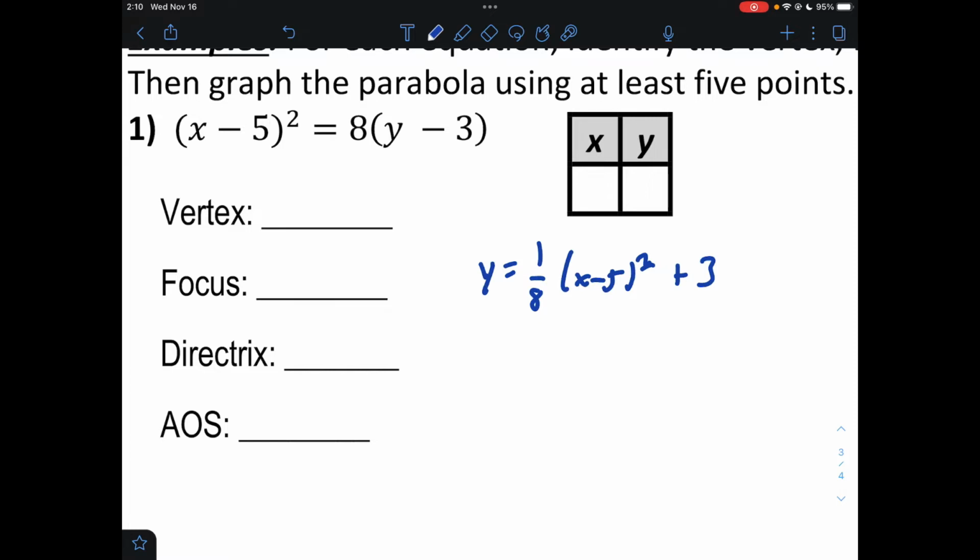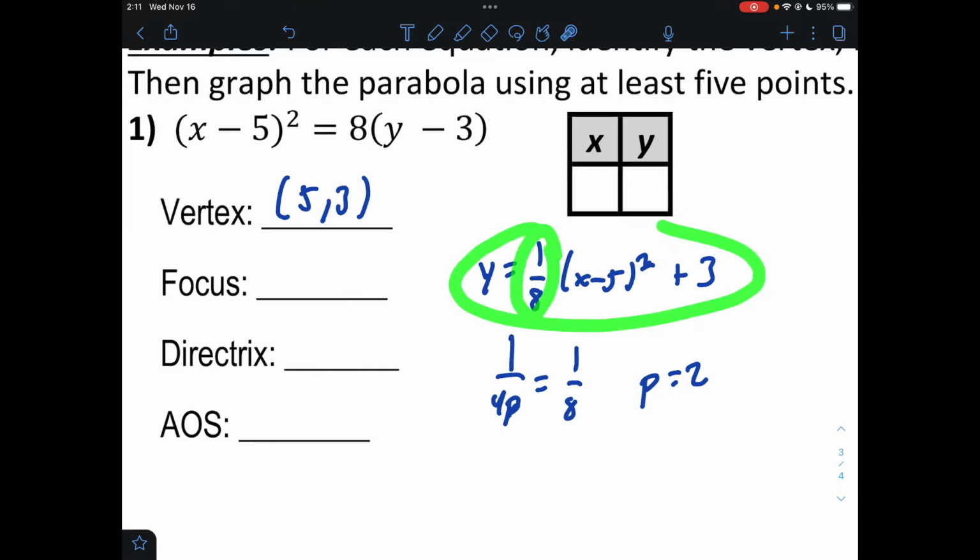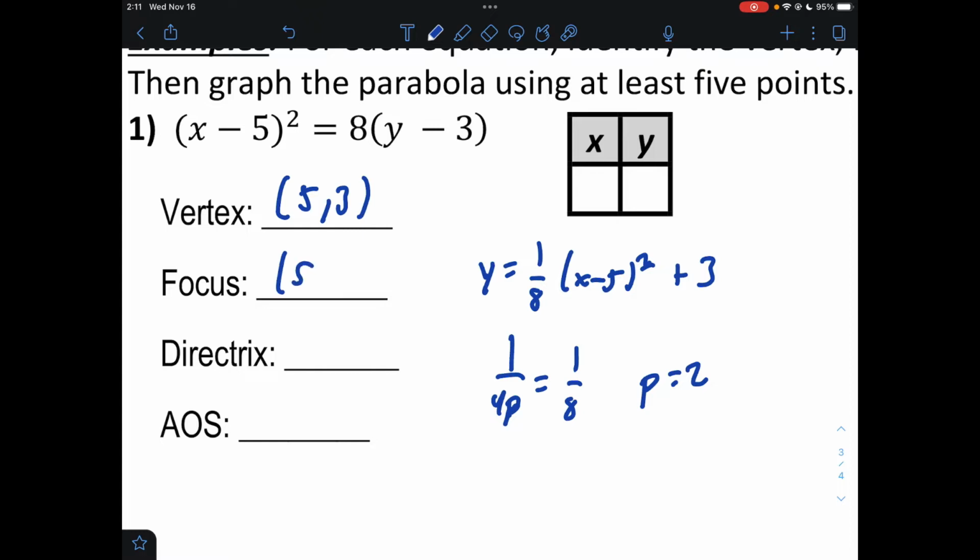Okay, so remember this is 1 over 4p is equal to 1 over 8. So we should be able to see pretty easily that p equals 2. Our vertex is 5, 3. Our focus is going to be 2 away from that. In what direction though? Since this is a y, it's going to open up or down. And since this is positive, it's opening up. So our focus is going to be 2 up from there, which would be 5, 5.